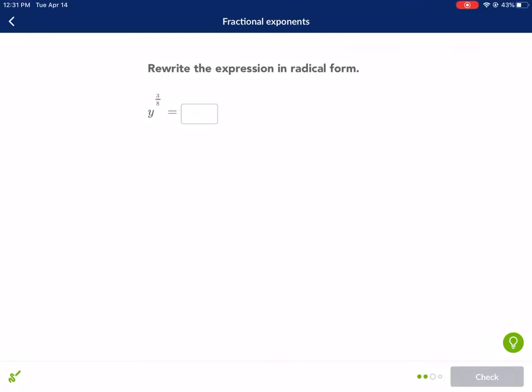Hello everyone, today we're going to be talking about fractional exponents. This is an exercise in Khan Academy related to Advanced Topics Chapter 7. So let's go ahead and get started.